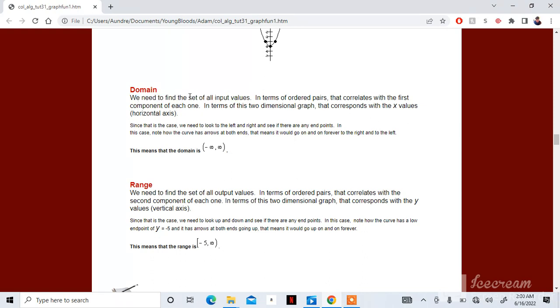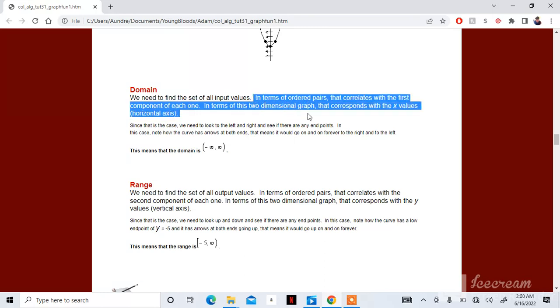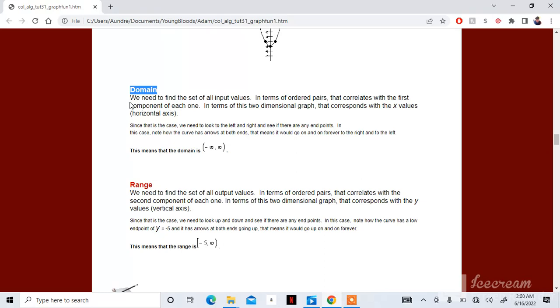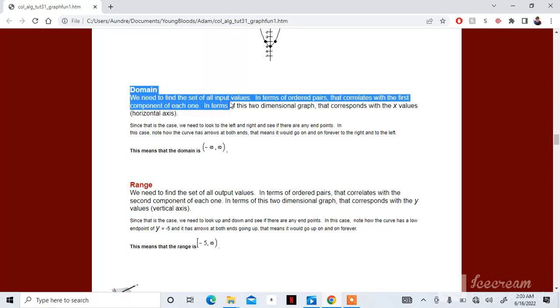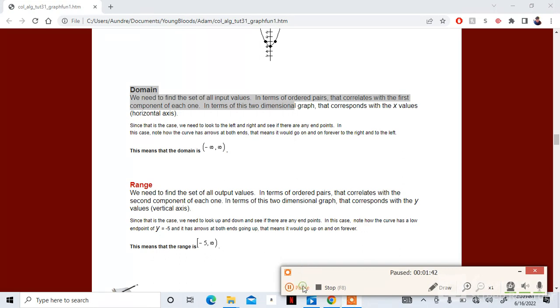Alright, set of all input values. First set. Well, oh, okay, I'll just read it all. In terms of ordered pairs, alright, let me just start over again. Domain. We need to find the set of all input values. In terms of ordered pairs, that correlates with the first component of each one. In terms of this two-dimensional graph, that corresponds with the x values of the horizontal axis.